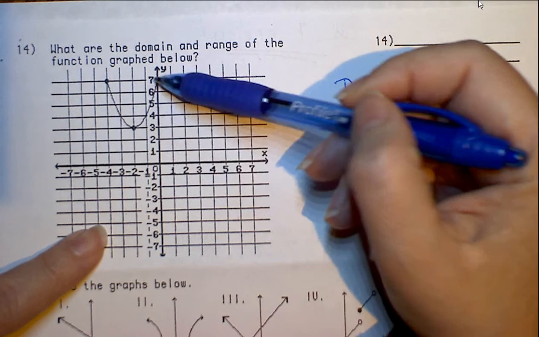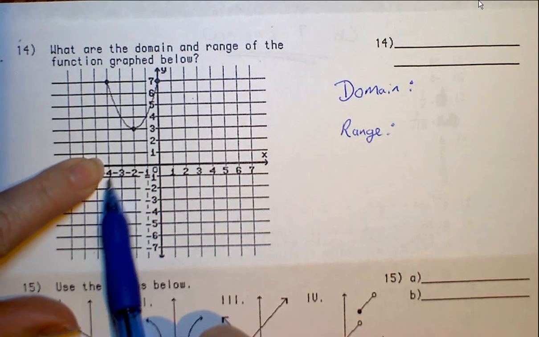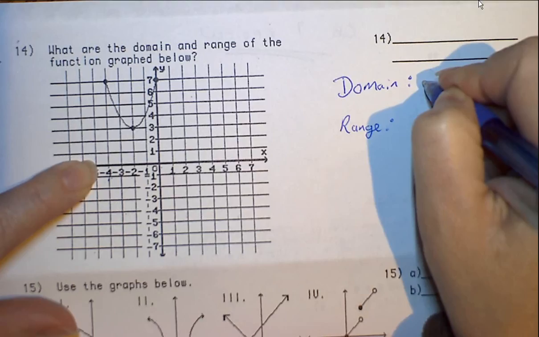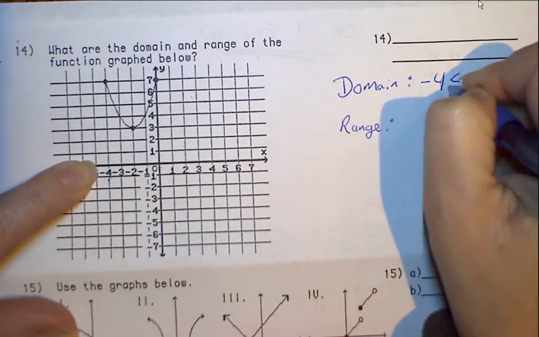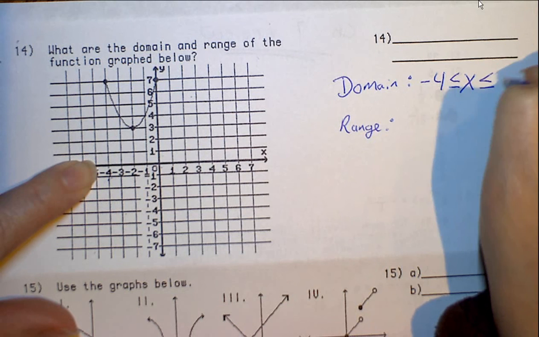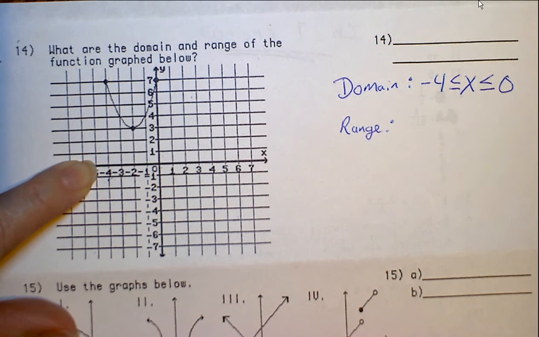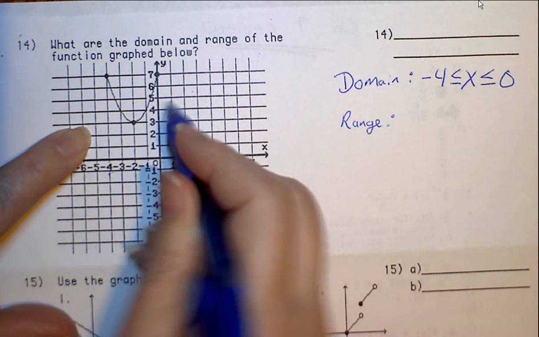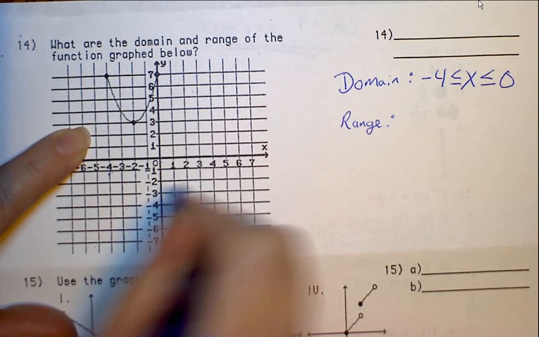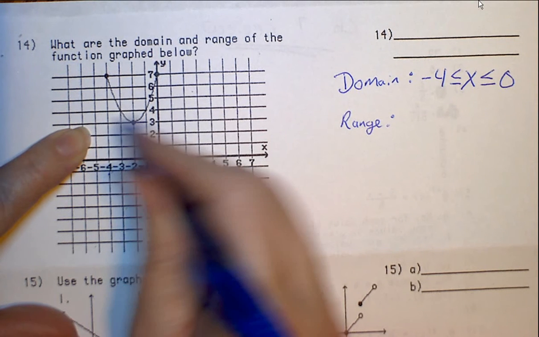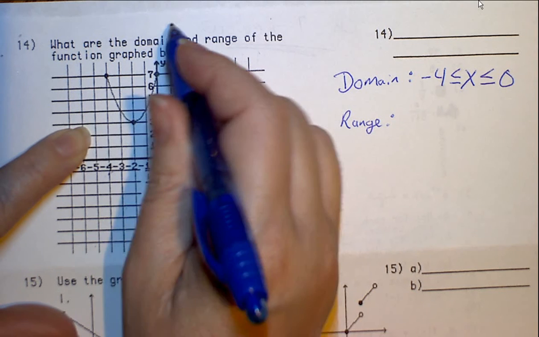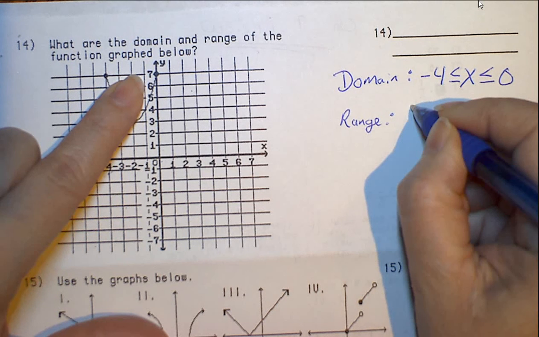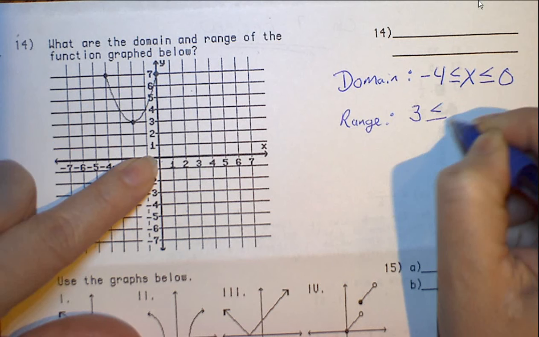So my x values go between negative 4 and 0. So that means we have negative 4 is less than or equal to x, which is less than or equal to 0. Now your y values. There's nothing here until we get to 3, and then after 7, there's no more y values. So that means my y values go between 3 and 7. So 3 is less than or equal to y, which is less than or equal to 7.